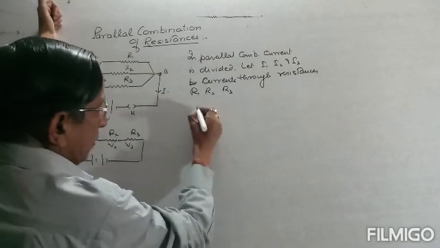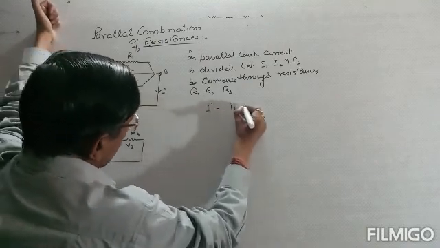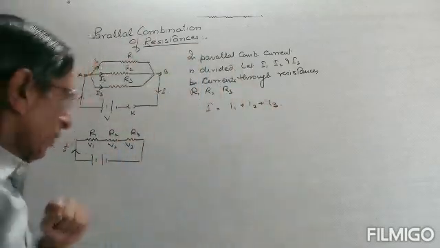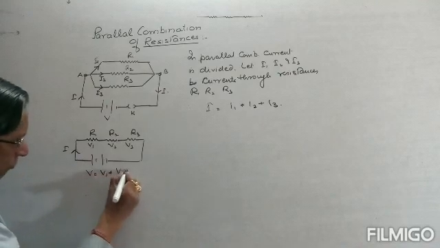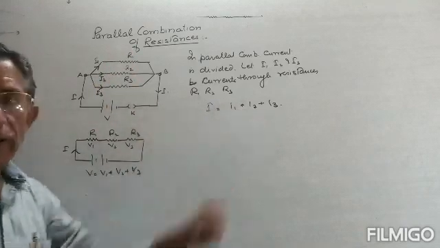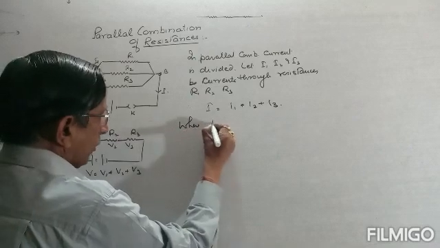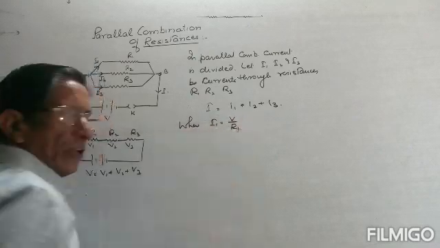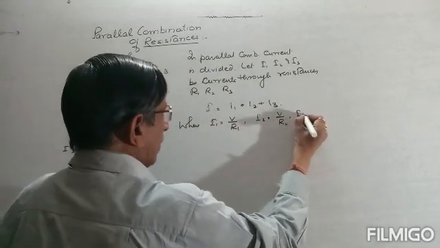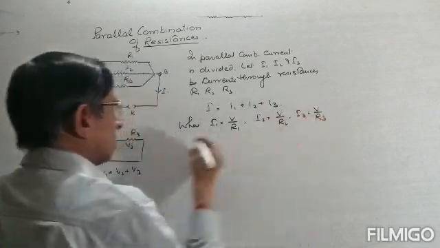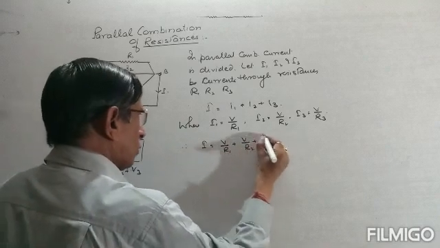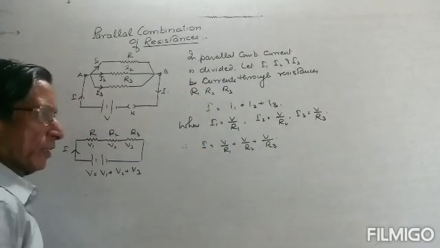Dear students, current is divided. Therefore, I can write I is equal to I1 plus I2 plus I3. In series, voltage was divided, so I had written V is equal to V1 plus V2 plus V3. Here current is divided, so I shall write I1 plus I2 plus I3. According to Ohm's law, I1 is equal to V upon R1. Similarly, I2 is equal to V upon R2, and I3 is equal to V upon R3. Therefore, I is equal to V upon R1 plus V upon R2 plus V upon R3.